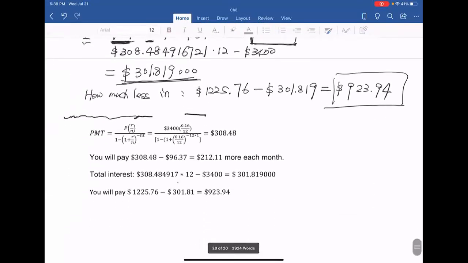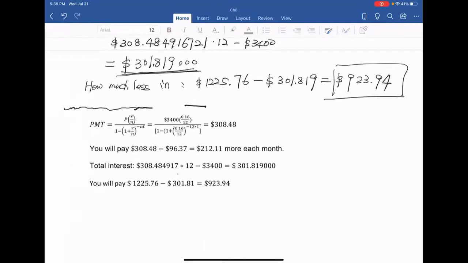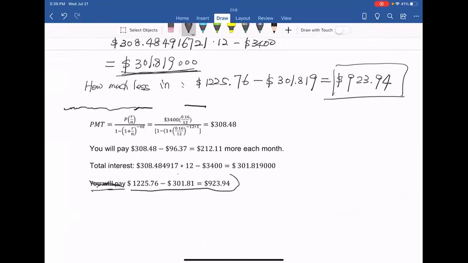Okay, the following part is the detailed explanation about how to solve the question. Okay, I think I have a typo here. It says you will pay this. So I think this part should be how much less interest you can pay, so how much you can save if you pay off in a year. So the description shouldn't be you will pay.